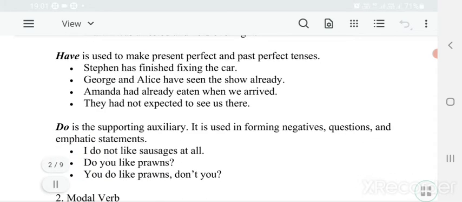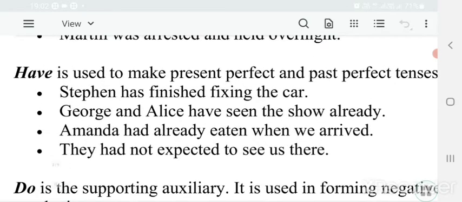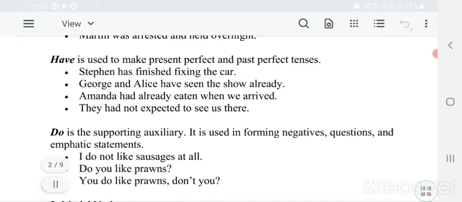Have is used to make present perfect and past perfect tenses, as we all know, that have is always followed by the third form of the verb. For example, Stephen has finished fixing the car. That means he has recently finished his work. So it is not past tense, it has been completed recently. That's why we call it present perfect tense. Now look at the sentence: has and finished. Has is the primary auxiliary and finished is the third form of the verb. So this has is a form of have, and it has been used before the main verb.